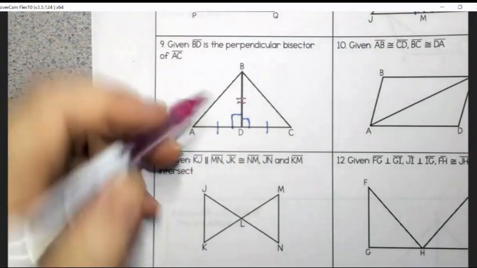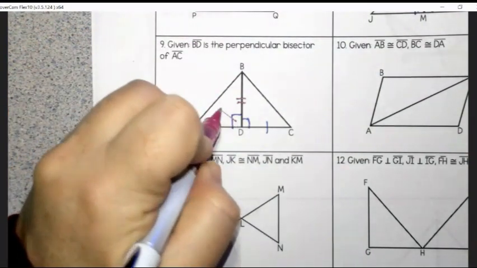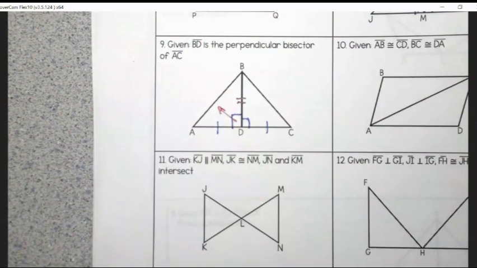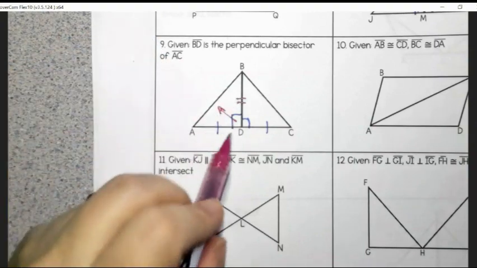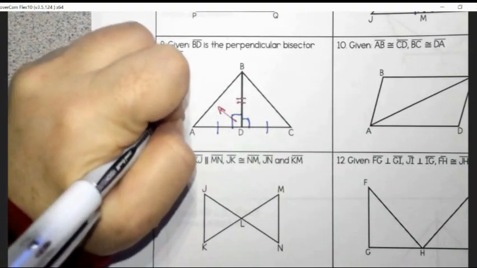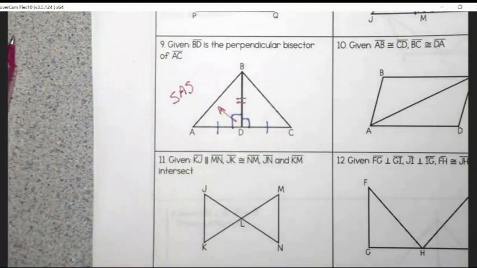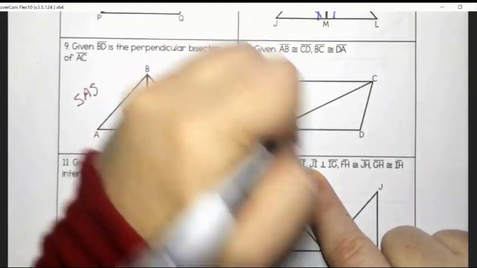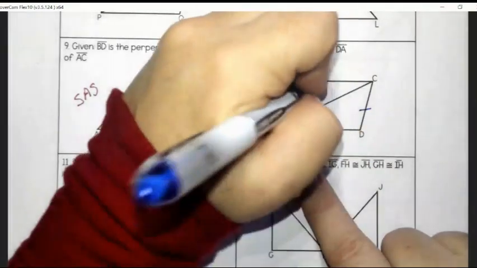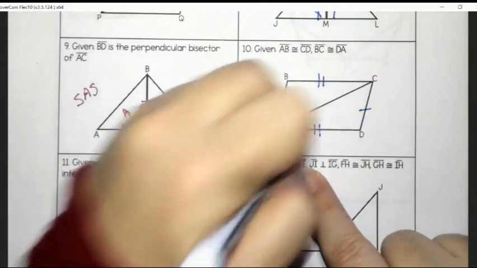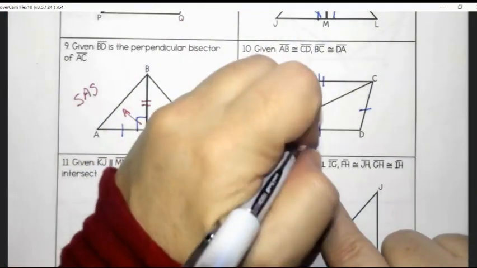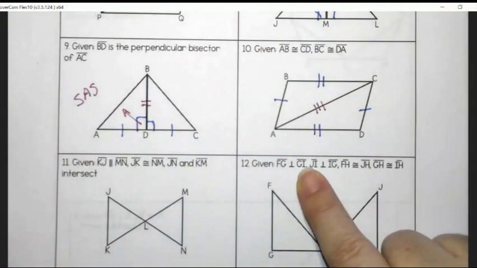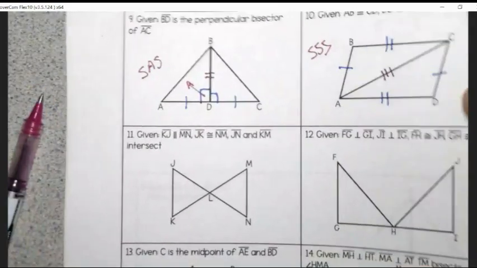We have 2 sides and an angle. It is a right triangle, so you can check, do we use the hypotenuse? And no, we do not with this one. So we have 2 sides and an angle. The angle is in between the 2 sides, so this is side angle side. Next, AB is congruent to CD. BC is congruent to DA. And then they share a side. So this is side, side, side, because all 3 sides are marked.